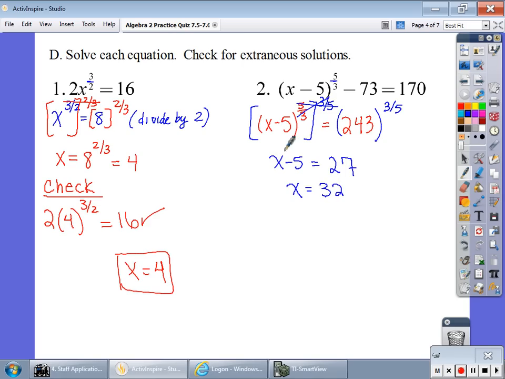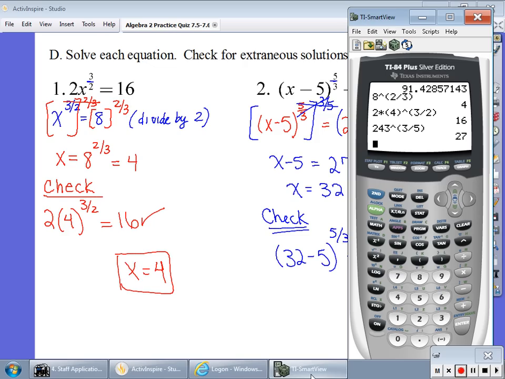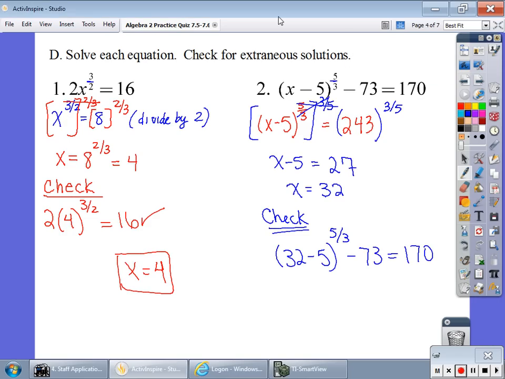Now I'm going to check my answer here. I'm going to plug in my 32. So we're just going to say 32 minus 5, raised to the 5/3, minus 73. Does that equal 170? Well, let's go to that calculator. 32 minus 5, we're going to raise that to the 5/3 power, and then subtract 73. And that does equal 170, so it checks out. x is equal to 32.